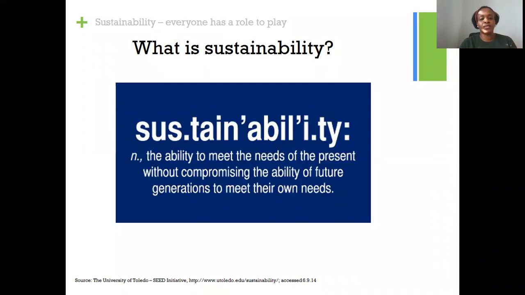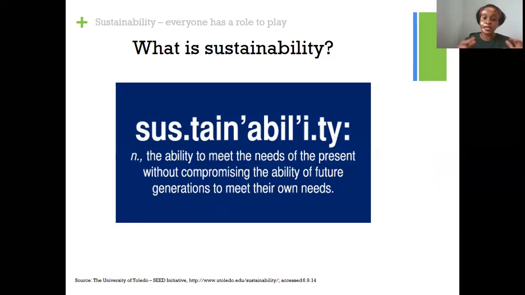So what is sustainability? Sustainability is the ability to meet the needs of the present without compromising the ability of future generations to meet their own needs. In other words, as engineers, if we are developing or designing a sustainable process or product, we should design a product or process that will ensure that we meet our present needs, the needs of our clients, the needs of our generation, but at the same time, we need to bear at the back of our mind that our products and services should not in any way compromise the ability of future generations to equally meet their own needs.